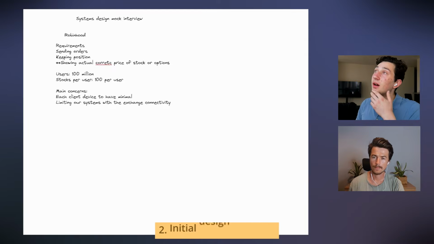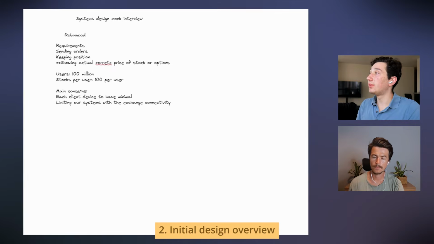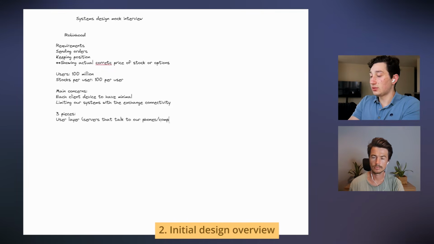Sure. So I've thought about having three main pieces for the system. I'm going to write them down, but I'll probably introduce them in reverse order. The first is a user layer, and these are going to be servers that talk to our phones and computers. And then I'm also going to have an exchange layer. I can't spell, sorry. And I think these are going to be the servers that are getting exchange data.